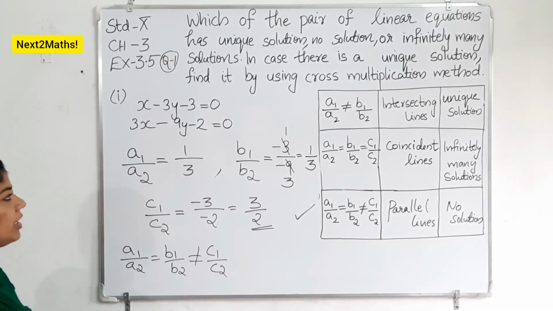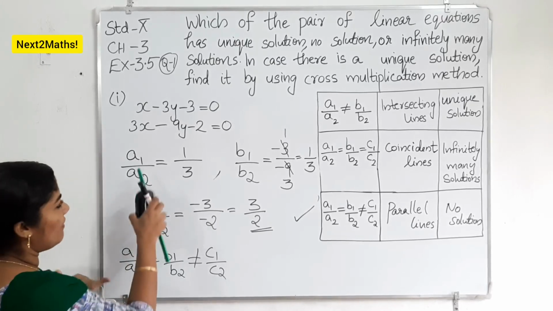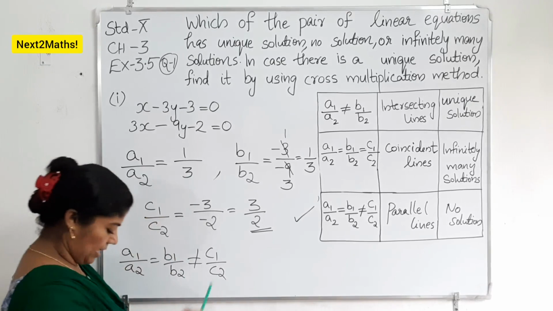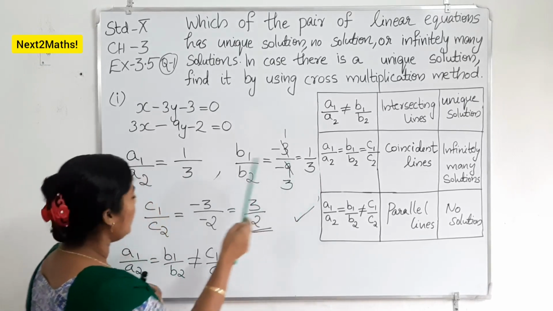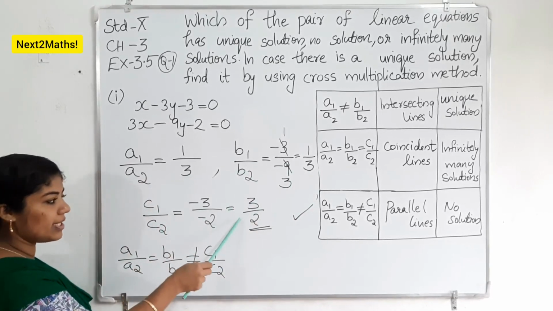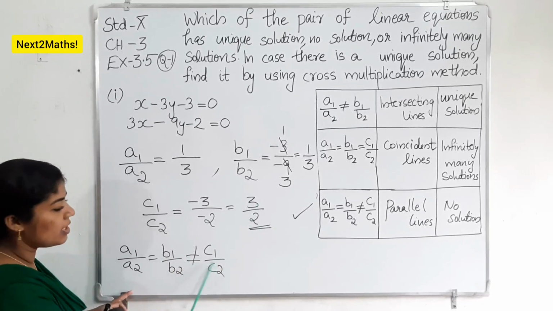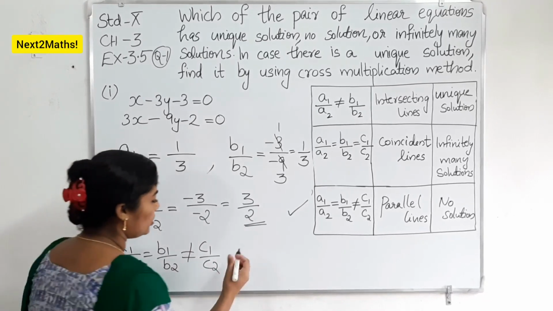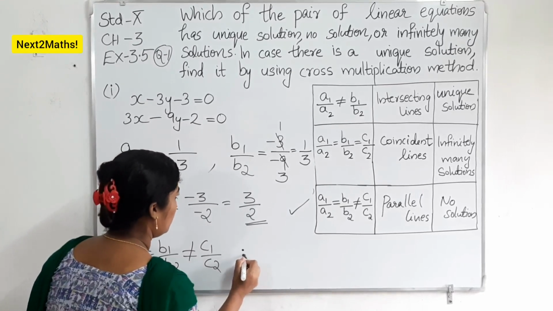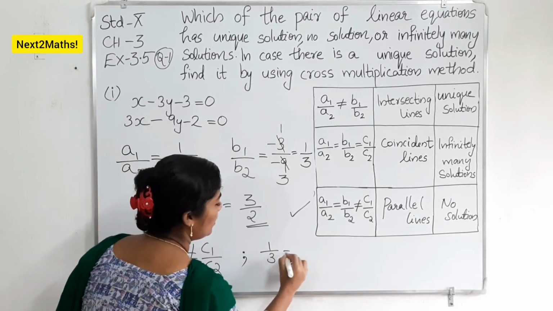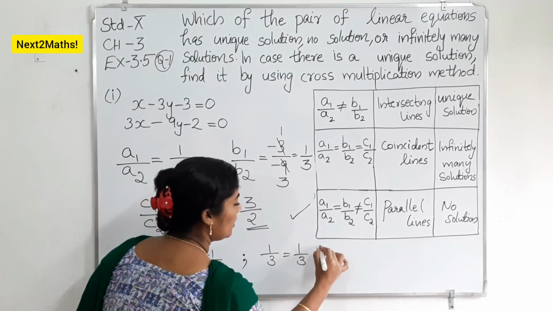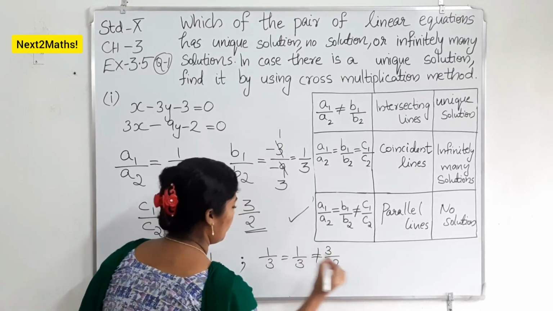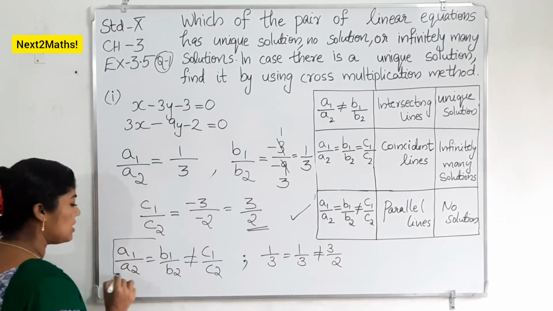Means here in our problem, A1 by A2 is 1 by 3, again B1 by B2 is 1 by 3, and C1 by C2 is equal to 3 by 2. This portion is not equal. So that also you are concluding here: 1 by 3 equal to 1 by 3 and not equal to 3 by 2. Okay, so you got this condition.